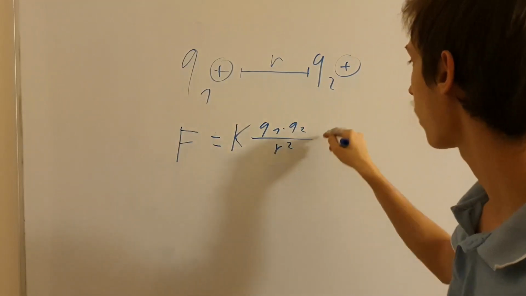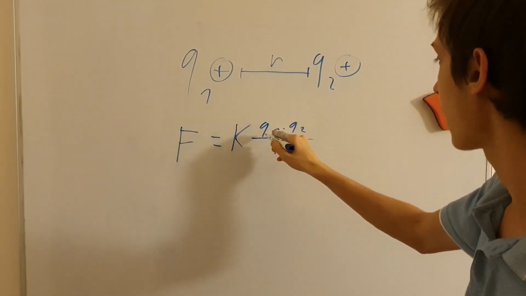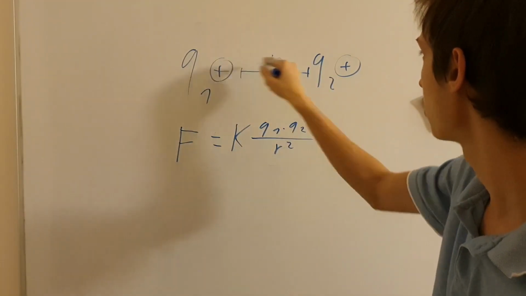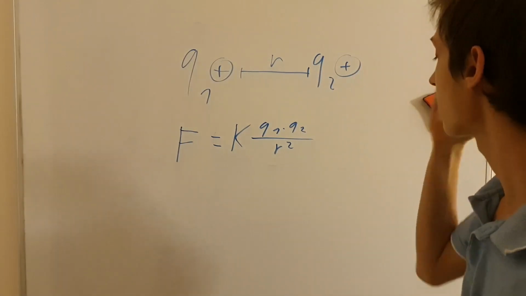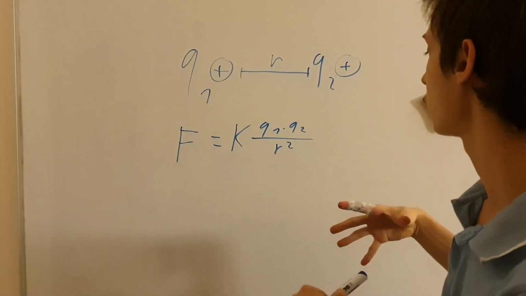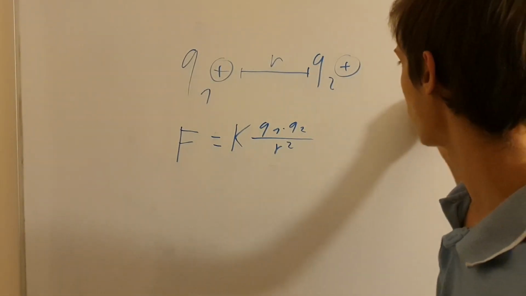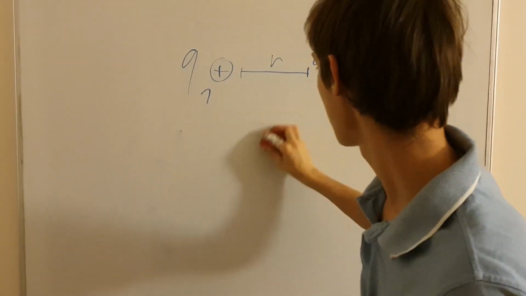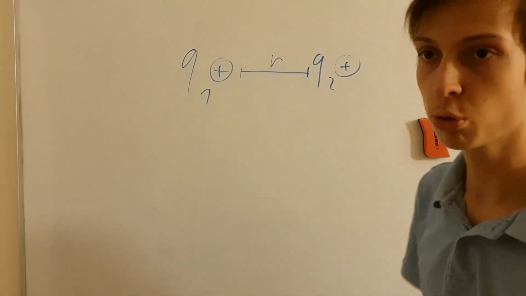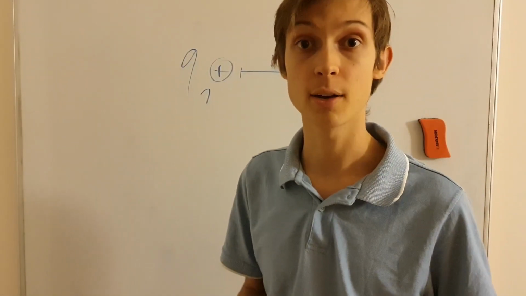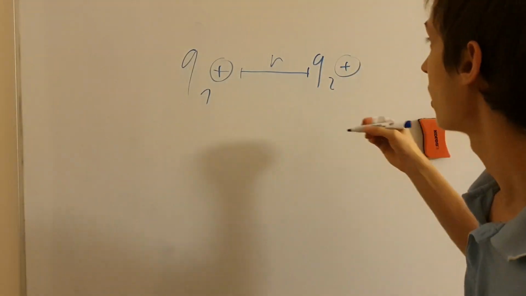So this is the formula, this constant times Q1 times Q2, which are the two charges' magnitudes in coulombs, over the distance between the two charges squared. So this is the formula for the force between these two charges. But now I can use this formula in order to determine the electric field strength of one of the charges.